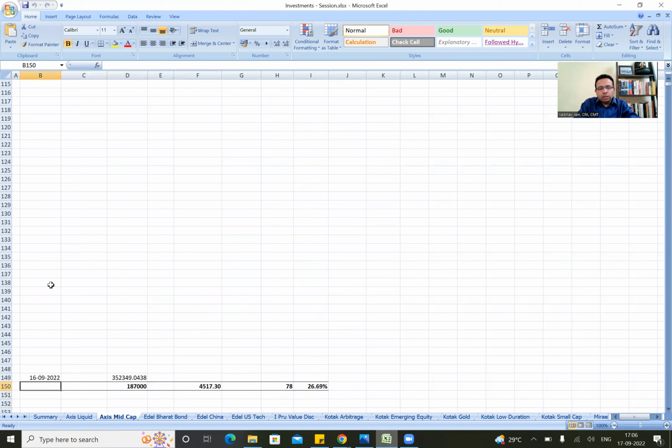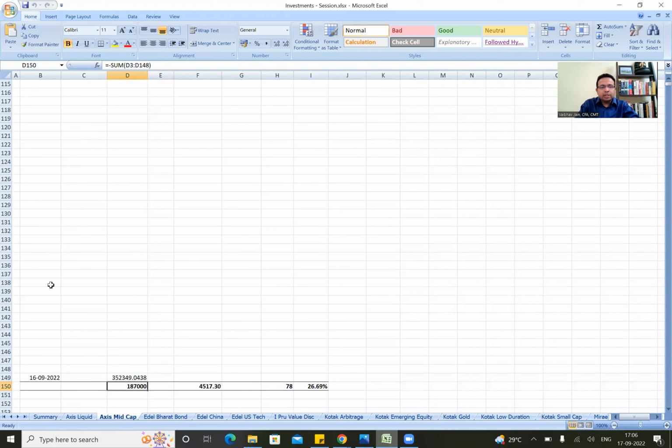And if you go below, again, same thing. 16th September date is coming from the summary sheet. This is going to be your NAV. Now, the current recent NAV as of yesterday is 78. This is the number of units which I currently hold even after selling those 1,400 units. This is the investment value I have put in for this fund. And then I can calculate the XIRR in a similar fashion.